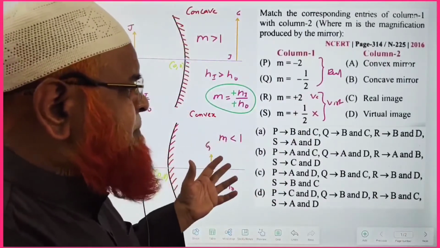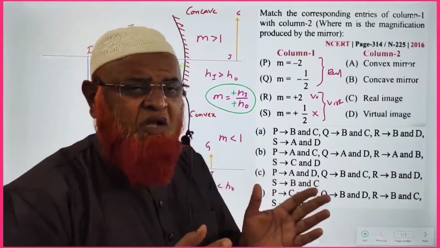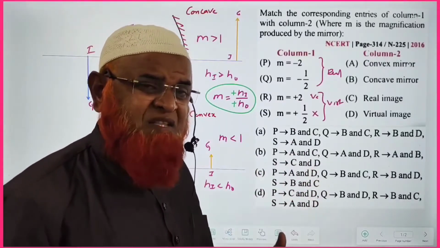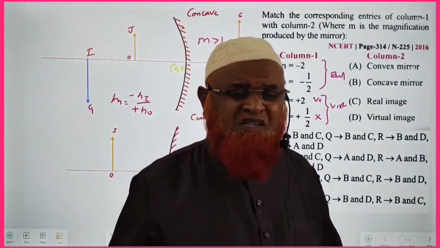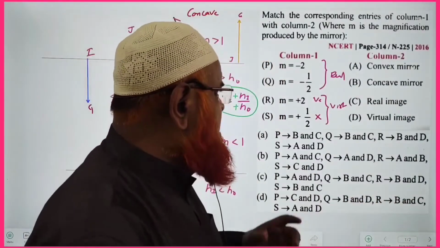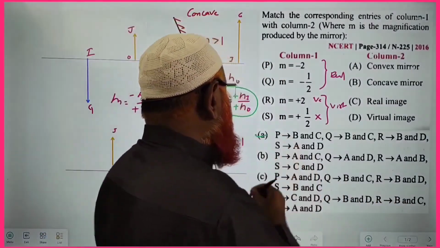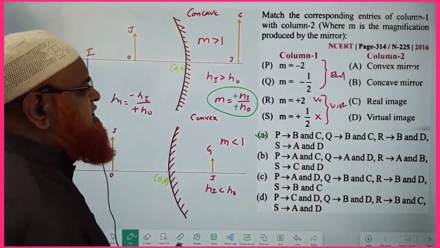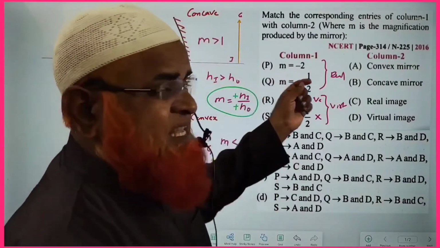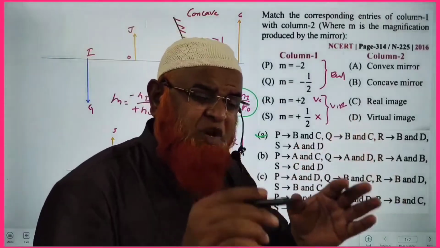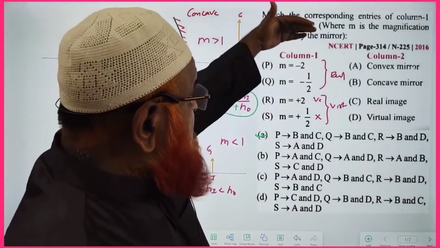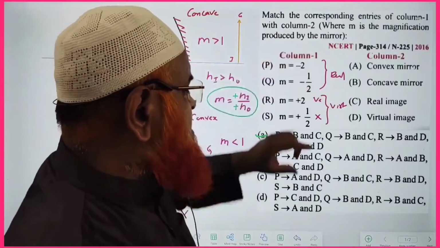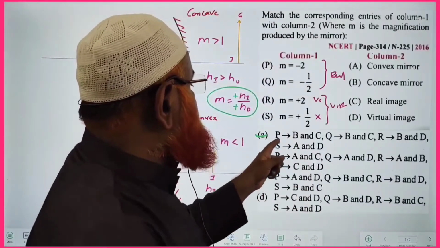Now it's very simple. When you understand these two logics, it is very simple to match the following. It's very easy if you understand these two logics what the correct option is going to be. Here the correct option is going to be option A. How can you say option A? Let us see. P means M is equal to minus 2. Minus 2 indicates it's a real image. It is a real image and also a magnified image because it is greater than 1. Real and magnified, so B and C.